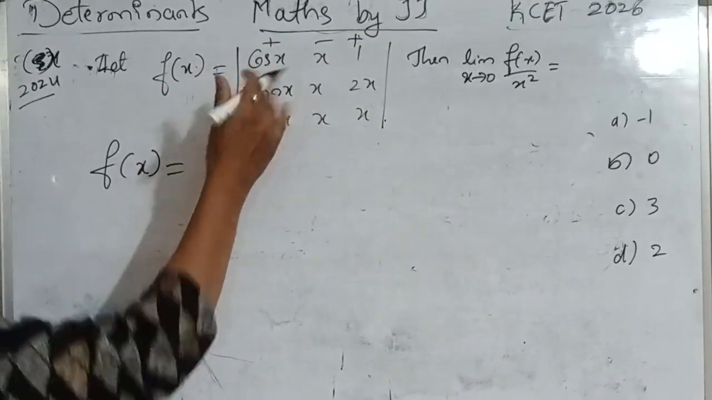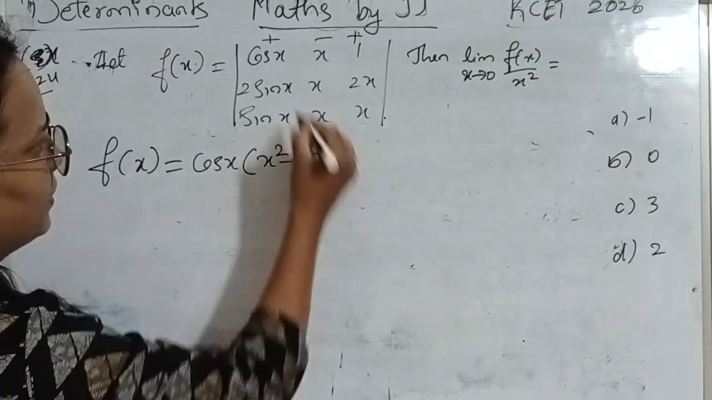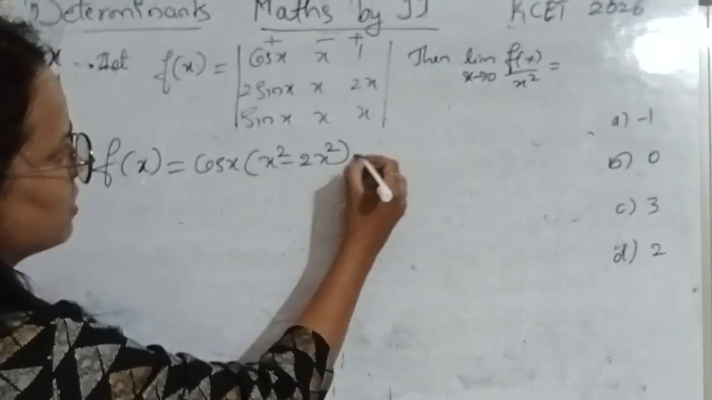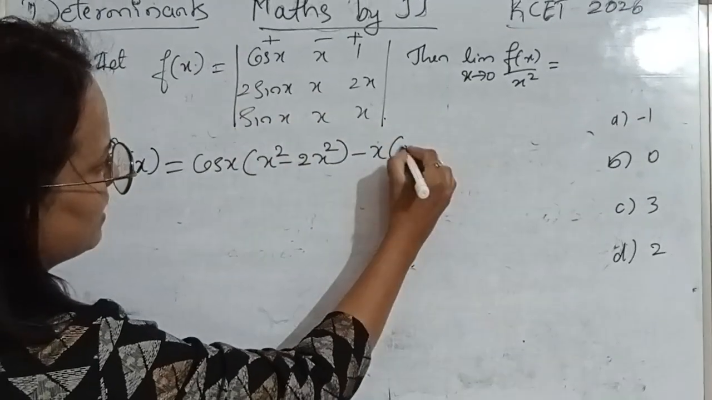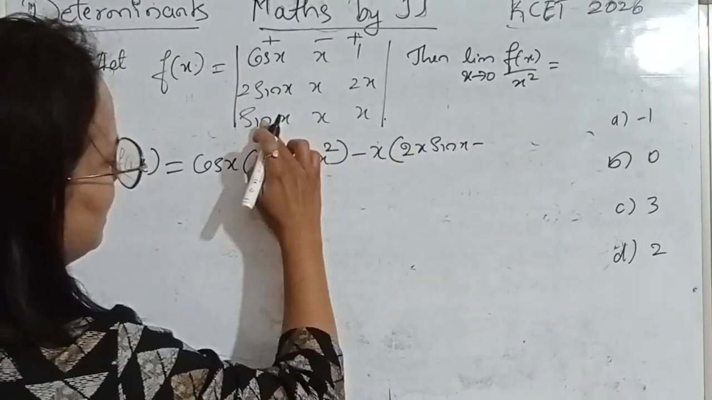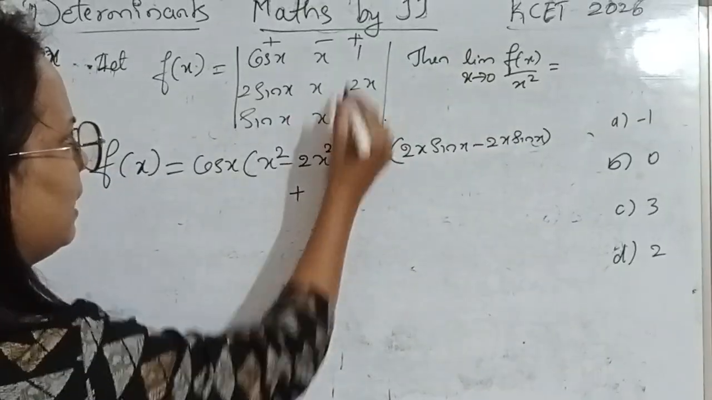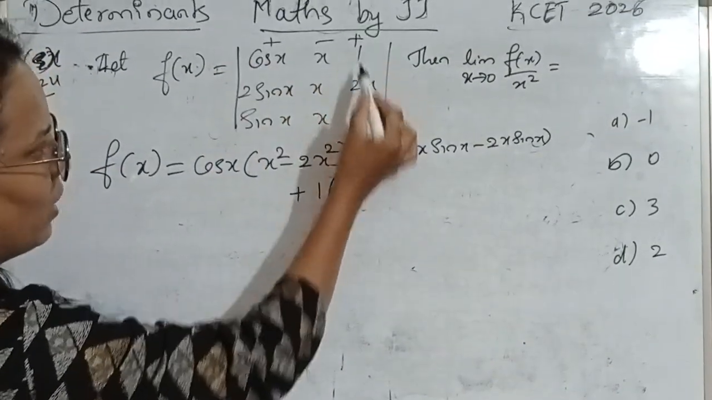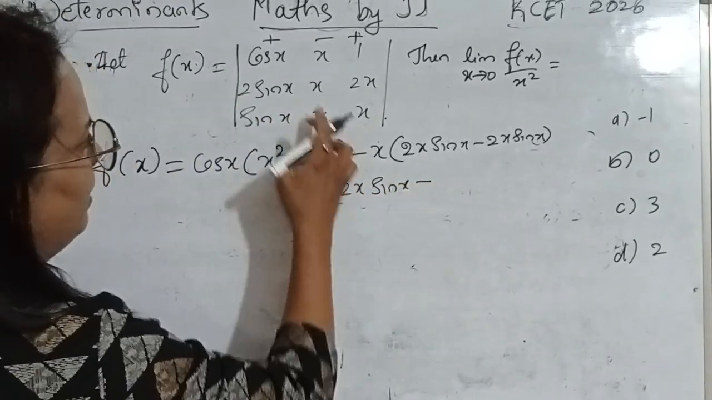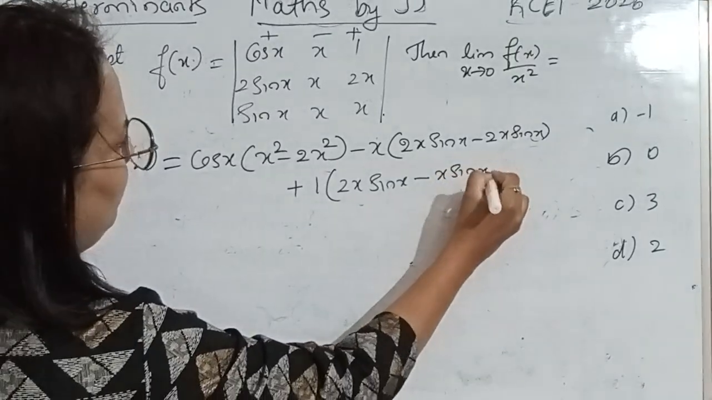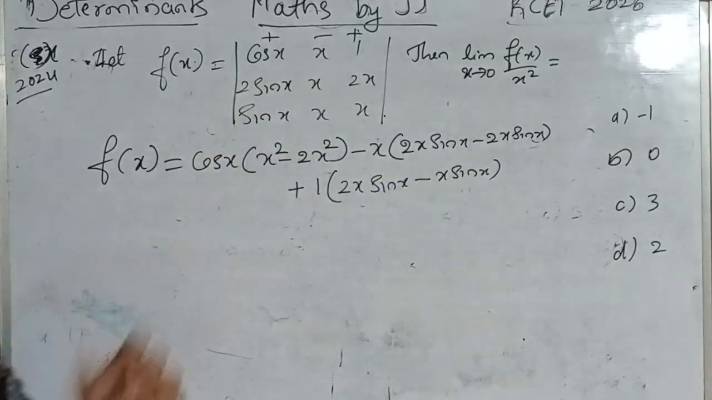First, calculate the determinant: cos x into x square minus 2x square, leaving its row and column, minus x into, leaving its row and column, 2x sin x minus 2x sin x, plus, I'll go to 1, leaving its row and column, you are going to get again 2x sin x minus x sin x. So this is how I have taken the expansion of the determinant.